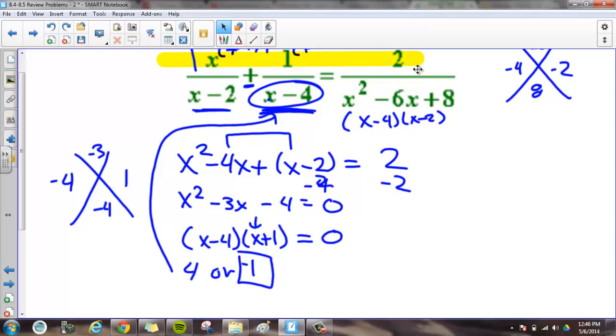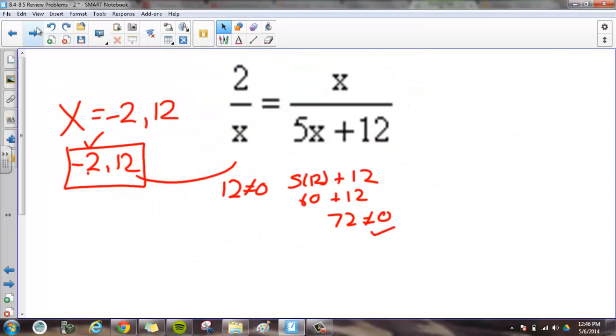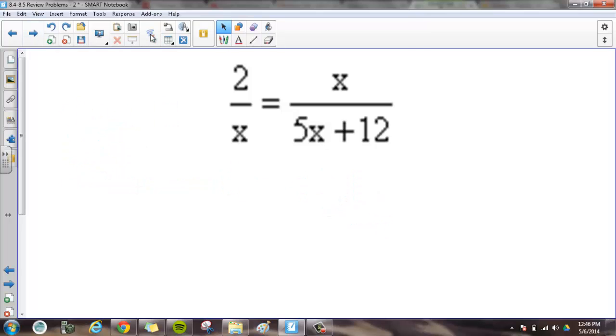That's the only possible solution is x equals -1. I'm sorry, -1 because we need to make that a negative. Okay, only possible solution is -1. Okay, so that's how you solve that one.